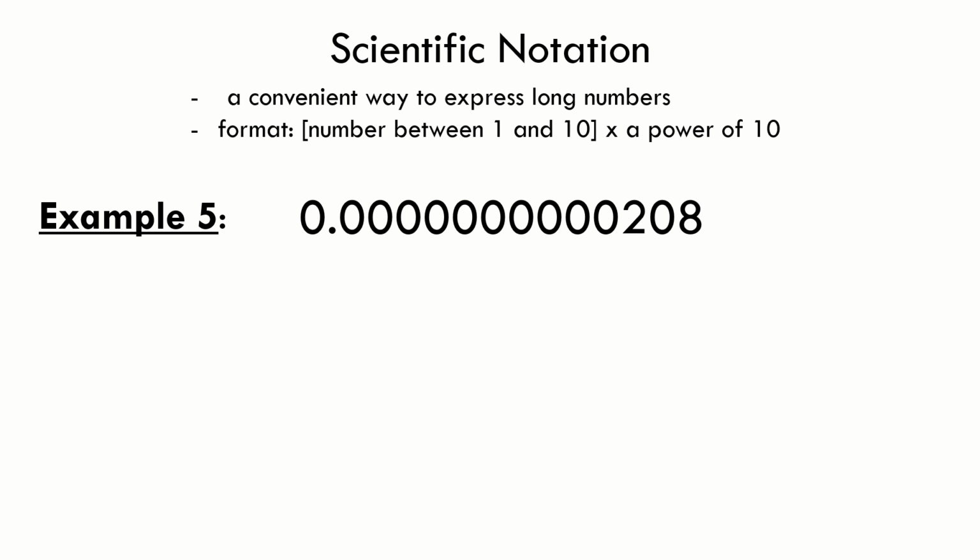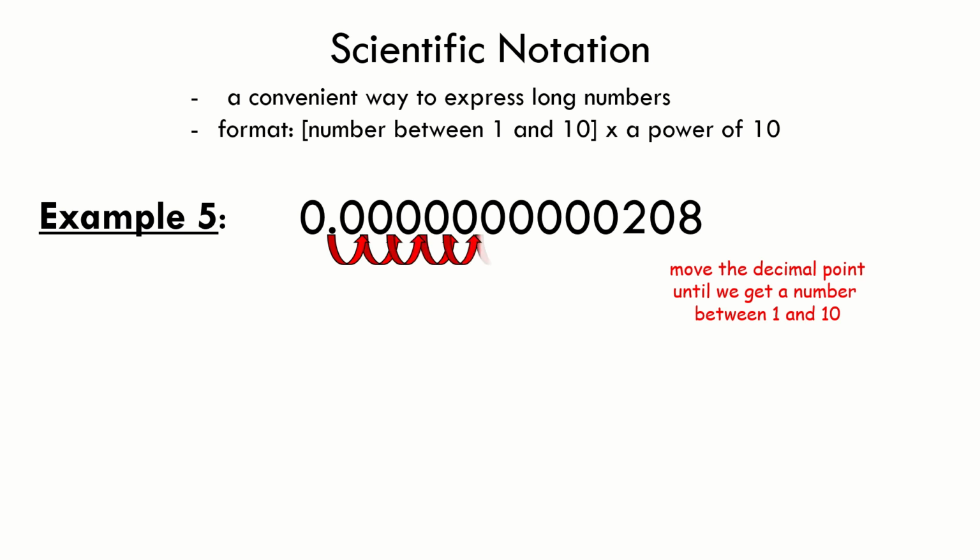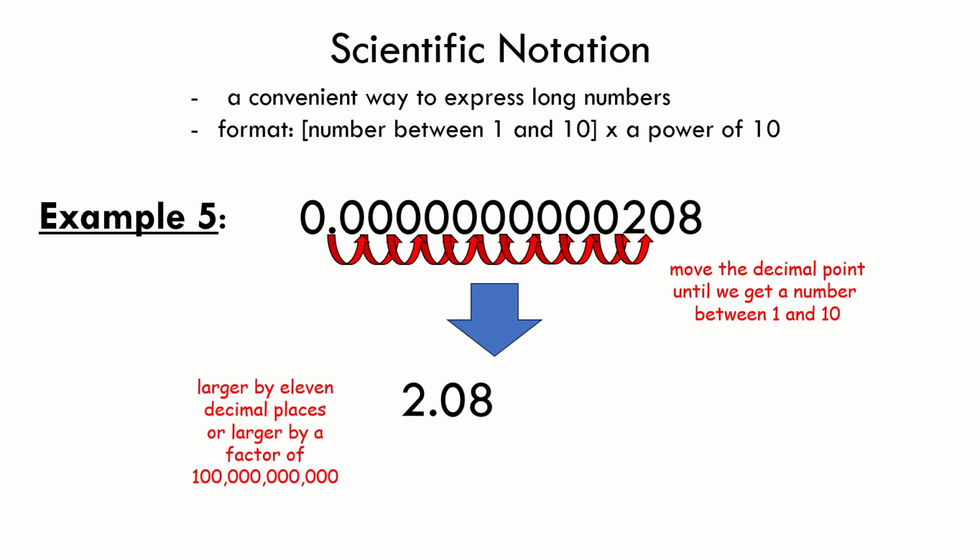Example number 5. 0.0000000000208. Napakaraming zeros sa decimal place. Kaya gagalawin natin ang ating decimal point pakanan 1, 2, 3, 4, 5, 6, 7, 8, 9, 10, 11. 11 spaces pakanan. Kaya meron na tayo ngayong coefficient na 2.08. Mas malaki by 11 decimal places.